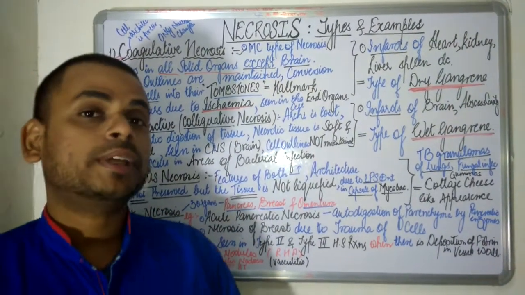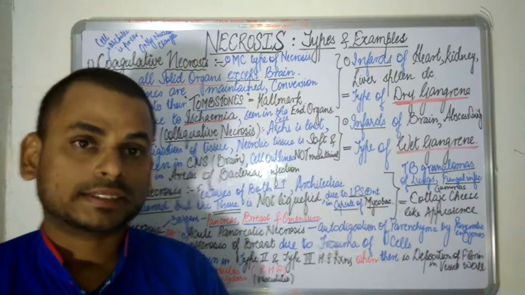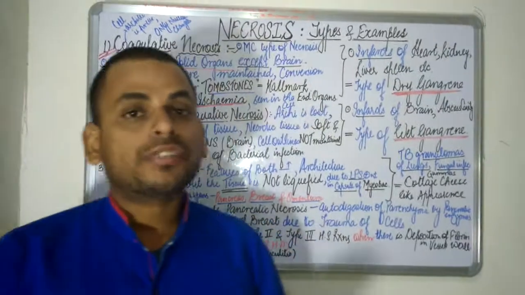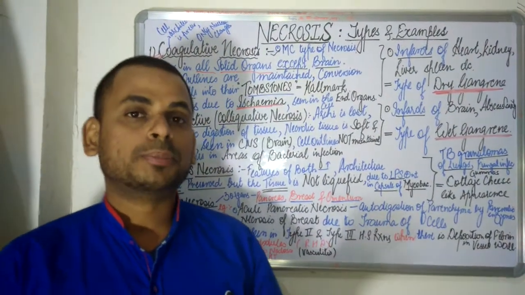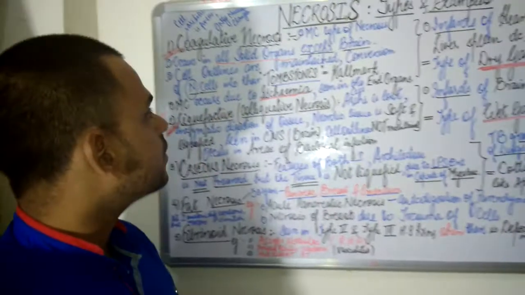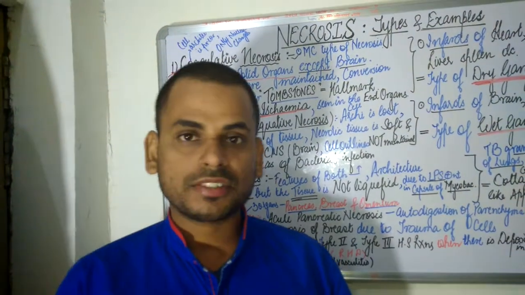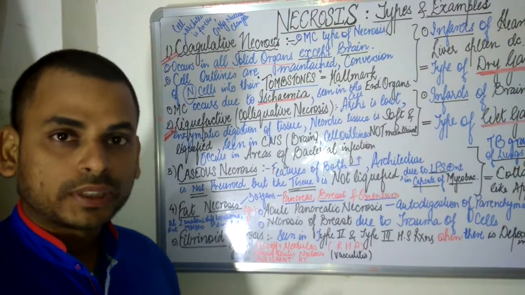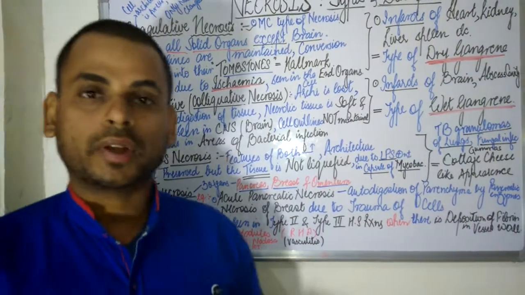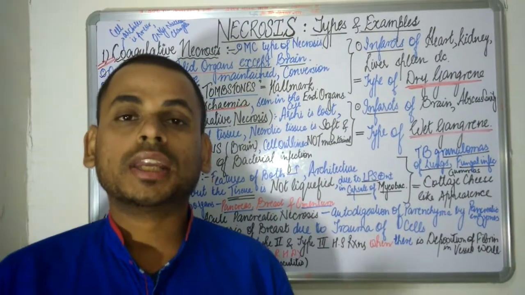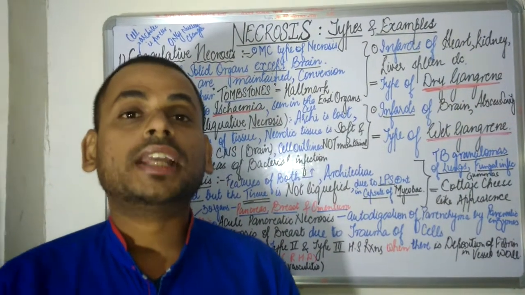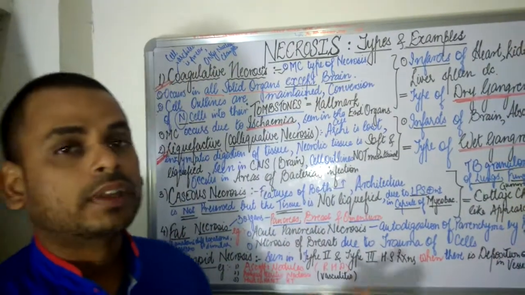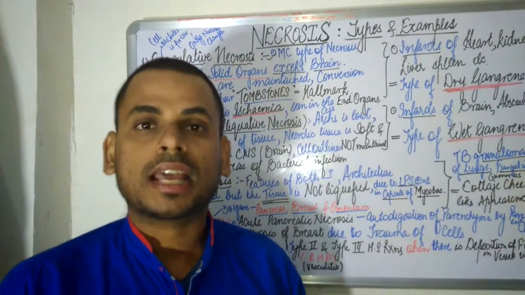So today I'll be focusing on the types of necrosis. There are basically 5 types of necrosis. First is the coagulative necrosis, the next is the liquefactive necrosis, the third is the caseous necrosis, fourth is the fat necrosis, and fifth is the fibrinoid necrosis. Today I'll be discussing the distinguishing and striking features of each type of necrosis.